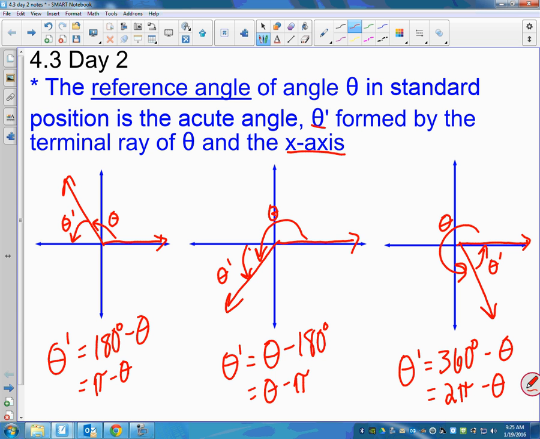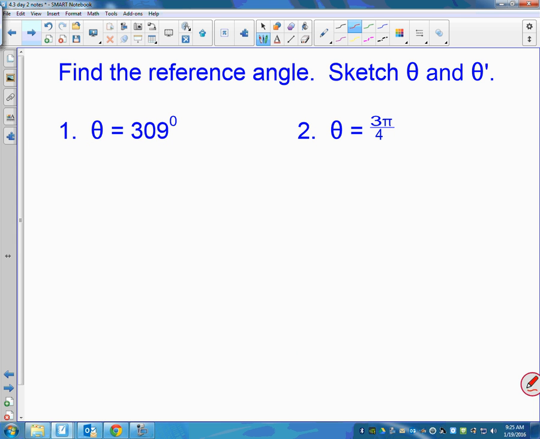So, step 1, find the reference angle, and then sketch theta as theta prime. I think sketching is easier to do first. Sketch it, and then that helps you figure out where to find it. And again, some lenience there on the sketching, but you've got to be somewhat accurate. So I did 1 in degrees and 1 in radians here. Probably degrees first.